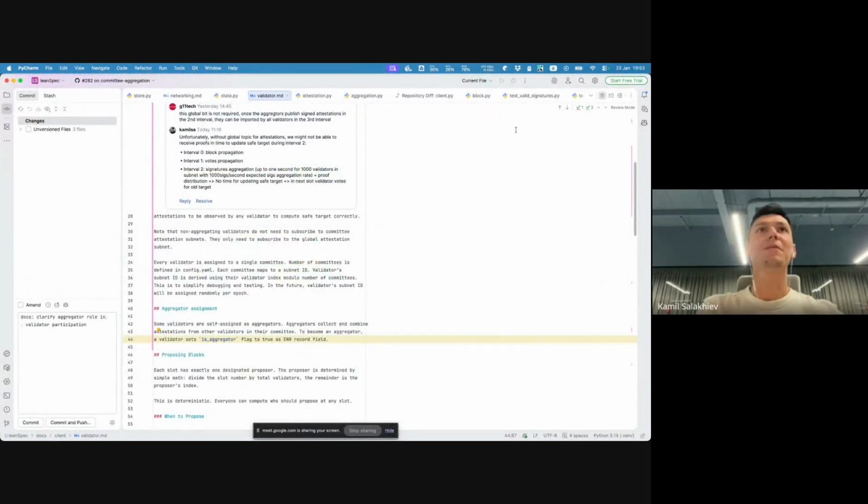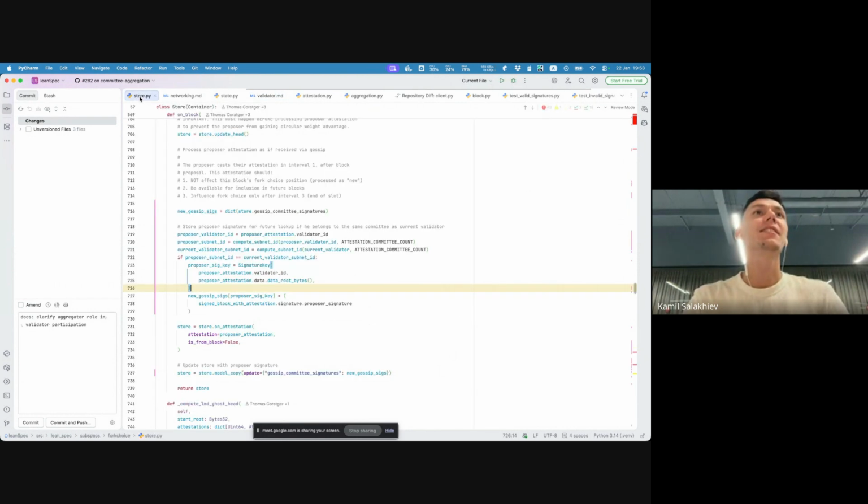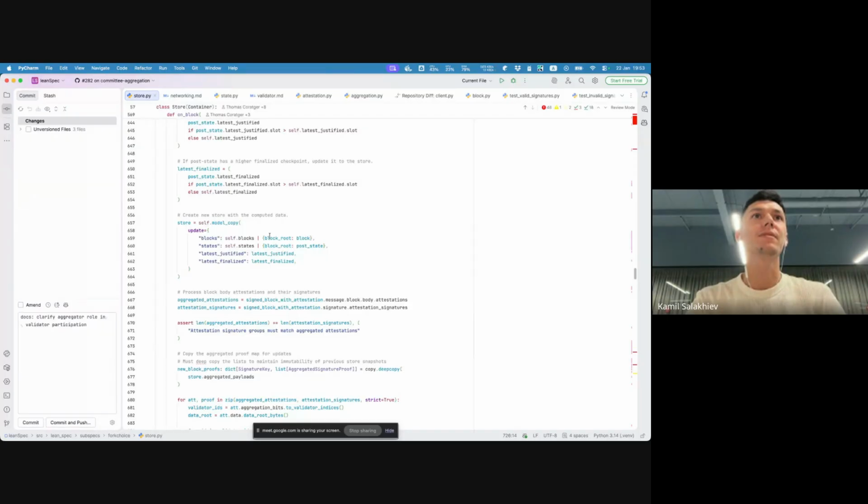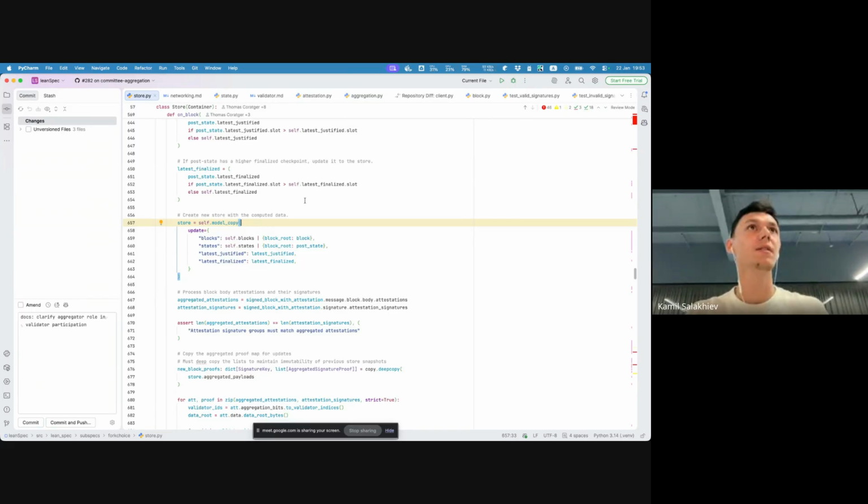Yeah, sorry, let me speed up a bit to actually go into the code. Let me just highlight some of the main functions that explain the workflow of the new workflow that we have in Devnet3.